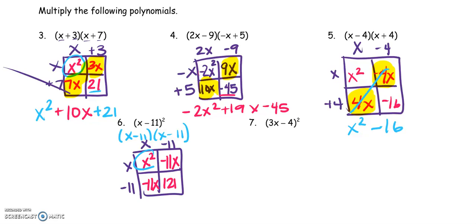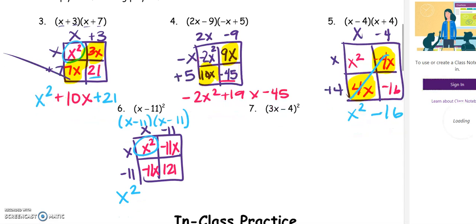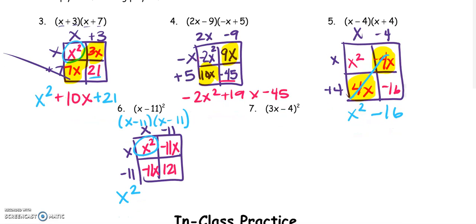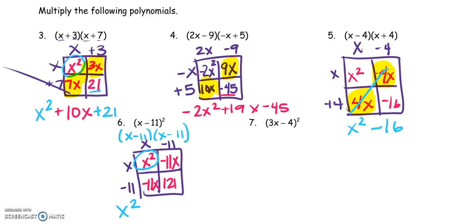Okay, so again, we start with our highest exponent. Unlike the problem we just did, our middle terms do not cancel out because they're both negative, so you have to add them together. So you'd get x squared minus 22x plus 121. And that's your final answer.